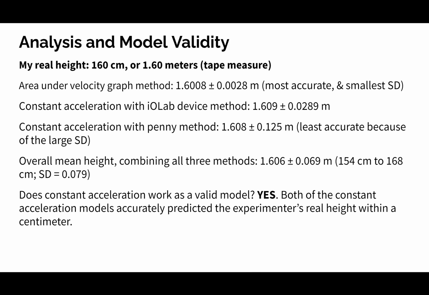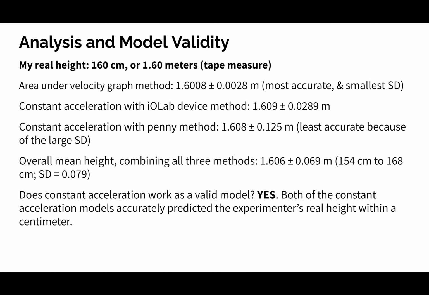Finally, I'd say that the least accurate was the constant acceleration with the penny method because I noticed that there was a very large standard deviation. However, if I repeated it a number of times and took the average, that actually seemed to be ever so slightly more accurate to my real height than constant acceleration using the iOLab device, so I'm surprised by how accurate this turned out to be. If I calculated an overall mean height, combining all three methods, I got 1.606 plus or minus 0.069 meters. So really we're within about 7 centimeters plus or minus on that confidence interval. I think that's pretty good.